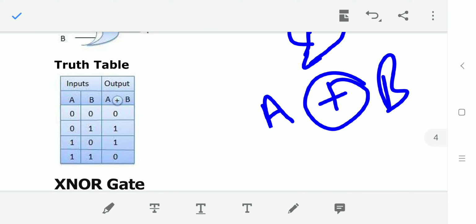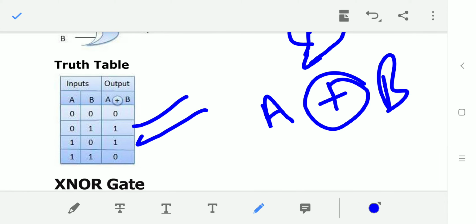If inputs are 0 1, it means value of B is true, then it will be true. And for 1 0, input of A is true and B is false, then it will be true, otherwise it will be false. It means if both inputs are either true or either false, the output will be false, and else if any one of the inputs is true, then output will be true.